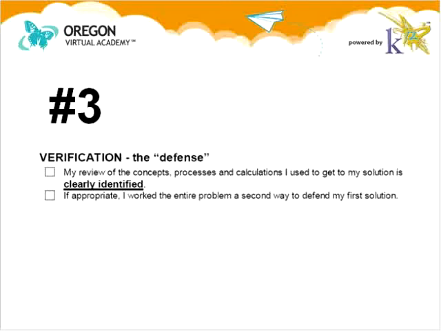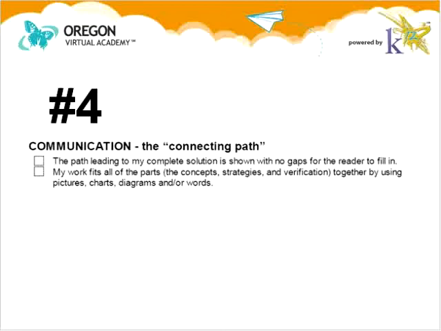All right, the verification, this is number 3, and this one is probably the most challenging that a lot of people really struggle with. So the verification is basically defending your answer. So if you have the right answer, you need to be able to explain why you know that that's the correct answer. Sometimes that means that you have to work the problem in a second way to defend your first solution. Also, the other checkbox is my review of the concepts, processes, and calculations I used to get my solution is clearly identified.